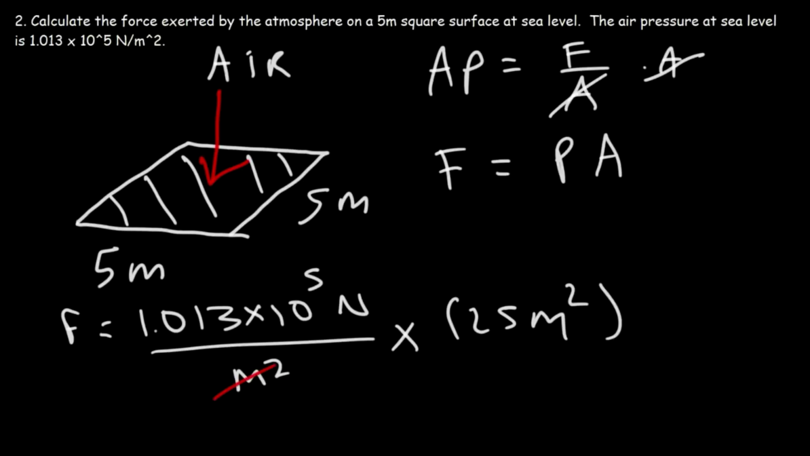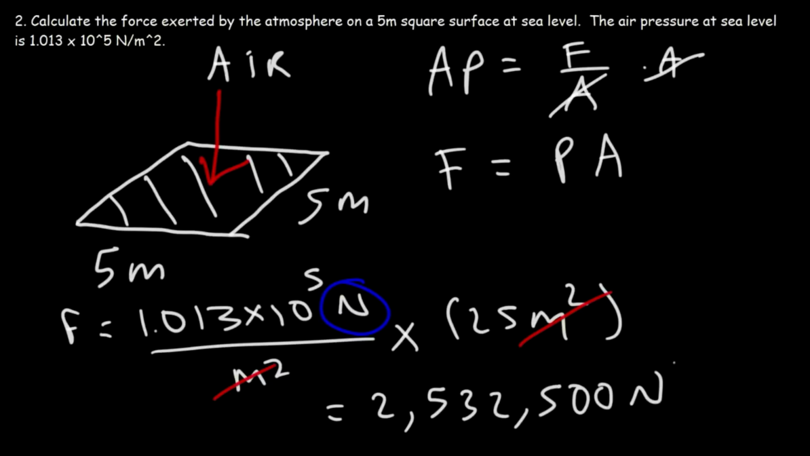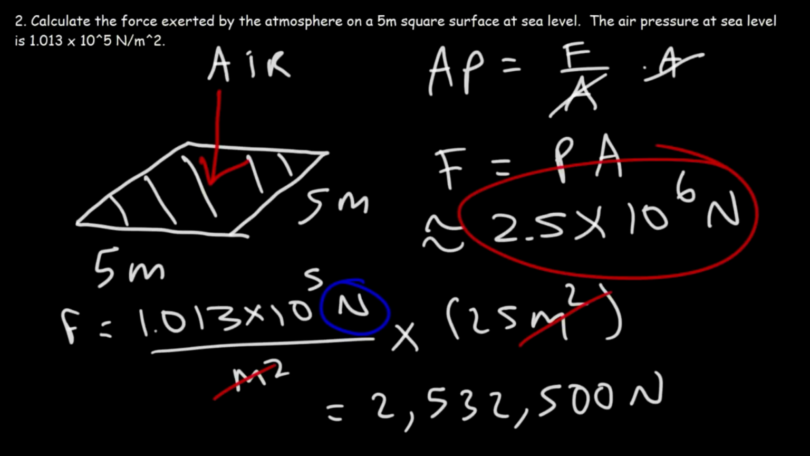So we can see that the unit square meters will cancel, giving us the unit of force, which is in newtons. So 1.013 times 10 to the 5 times 25, that's going to be 2,532,500 newtons. So we can say that's approximately 2.5 times 10 to the 6 newtons. So that is the force that the atmosphere exerts over this entire surface at sea level.